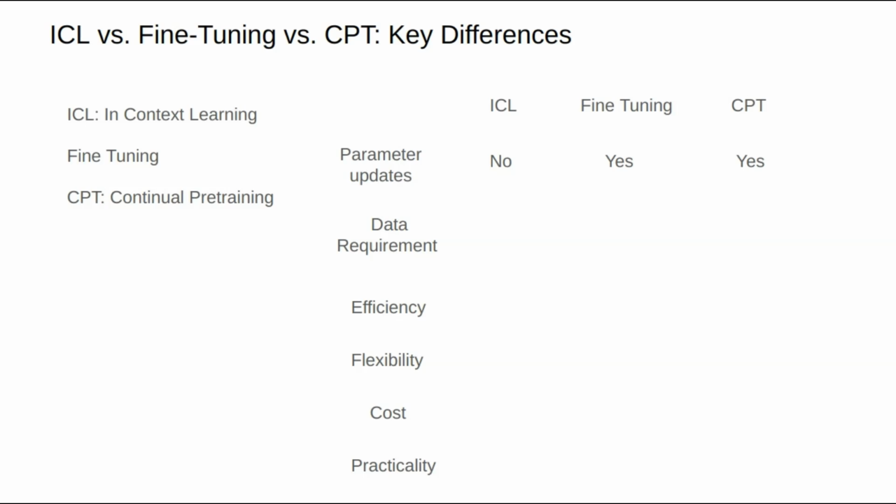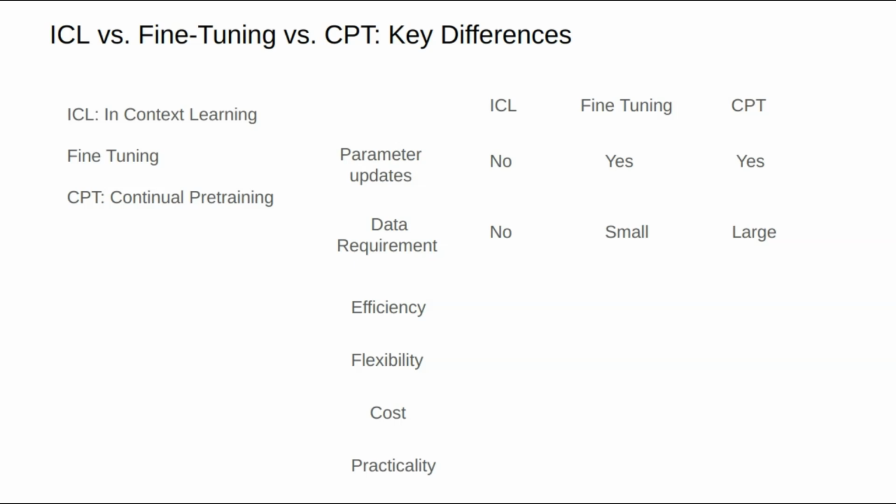Second, data requirements. ICL does not require training data, as it does not involve training. Fine-tuning requires a small amount of data, ranging from thousands to tens of thousands of examples. CPT requires vast amounts of data, typically tens of billions to hundreds of billions of tokens. Without sufficient data, CPT is not recommended, as its impact on the model will be minimal.